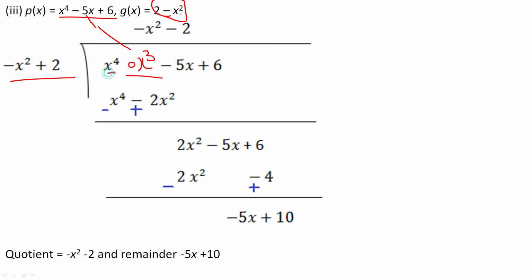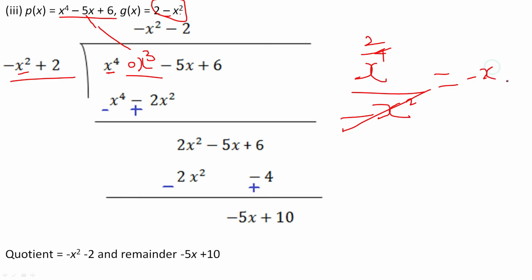So x power 4 divided by minus x square. When you cut it, x square, x power 4 you cut and write 2. So the answer is minus x square. Put minus x square as the quotient.